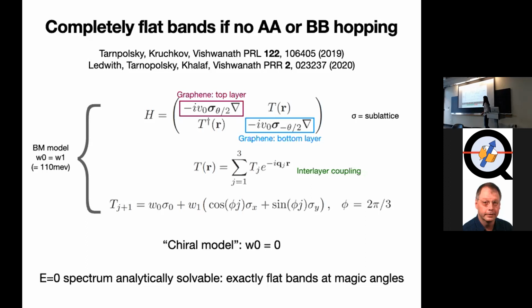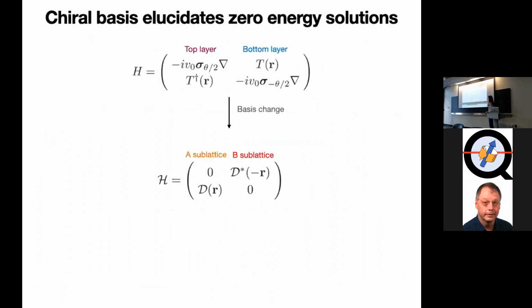If you do a basis change, the model nicely becomes block off diagonal, in the A sublattice and B sublattice. This shows you there's no AA and BB interlayer coupling, but we have this off-diagonal coupling. This is actually what gives the name chiral model, because these blocks are completely off diagonal. So the Hamiltonian will anti-commute with a Pauli sigma z matrix in this basis. So it has a particle-hole symmetry. That's where the chirality comes in.